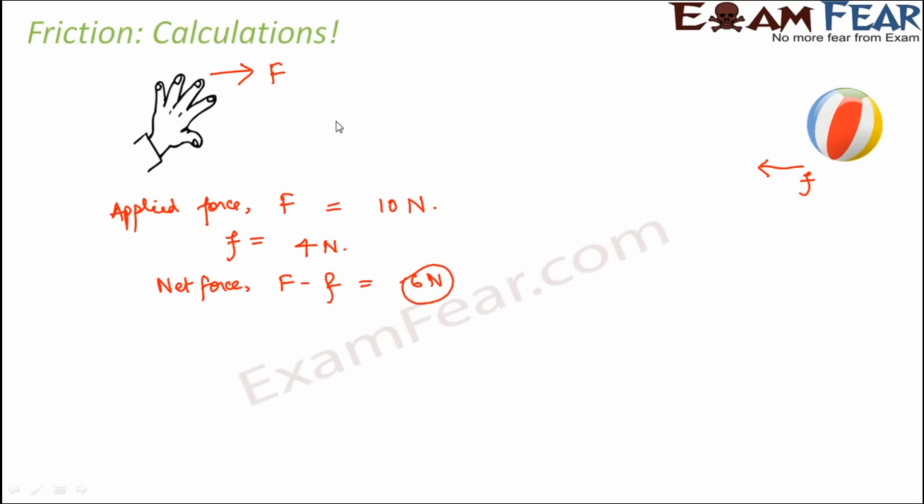Whenever the frictional force becomes equal to the applied force, the ball will stop moving any further. As long as capital F is greater than small f, the ball will continue to move. As soon as capital F is equal to small f, the ball will stop moving. And when the frictional force becomes more, then the ball might even start moving backward. This is how the concept of friction works. So friction always acts in a direction opposite to the direction of motion, opposite to the direction of applied force.